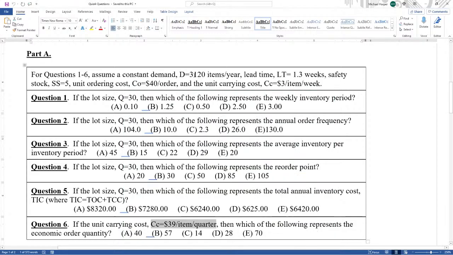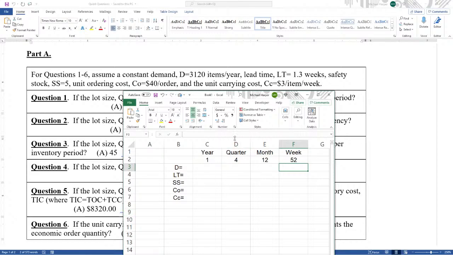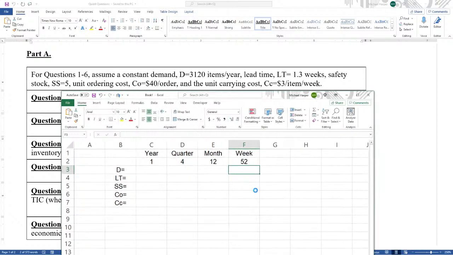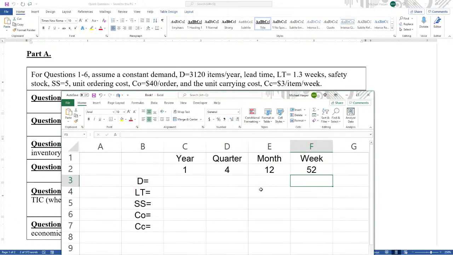The demand is 3120 items per year. Let's bring back my Excel. Let's widen this up and enlarge this a little bit. There we go, that's better. So this is per year, 3120. Lead time is 1.3 weeks, so that's over here, 1.3.